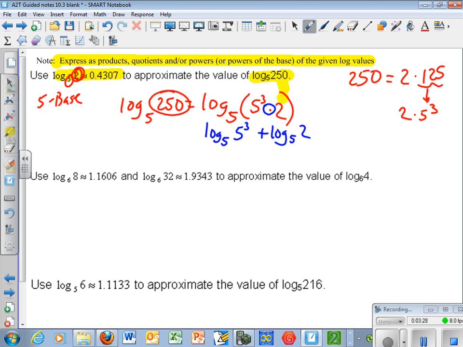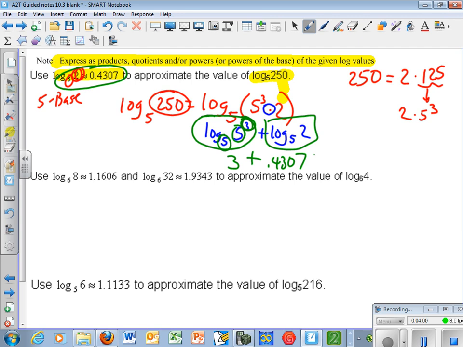Now, if you remember our inverse property, if this base is the same as this, the log in base 5 of 5 cubed, your answer is going to be 3. Log in base 5 of that base to a power is equal to that power. That was one of the inverse properties of logarithms. So that's 3. And this was given to me: the log in base 5 of 2 is about 0.4307. So I would add those two together, and I would get approximately 3.4307. Okay, so you're going to use your logarithm properties, sometimes an inverse property, if you're representing it as a base to a power, whatever base you're dealing with, to be able to do it.